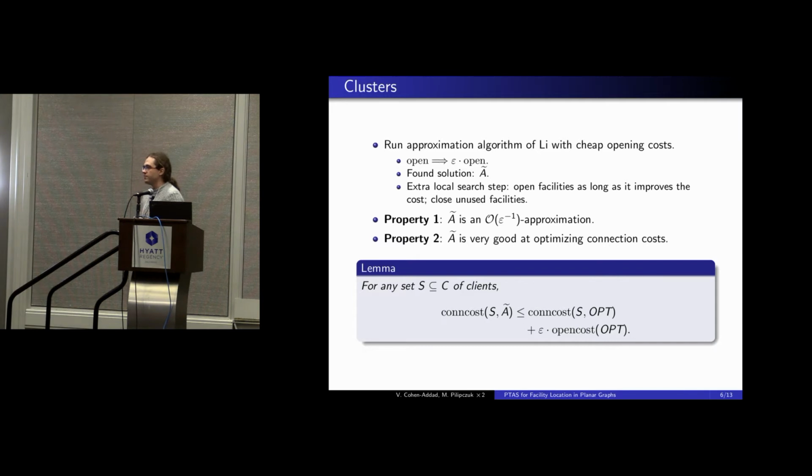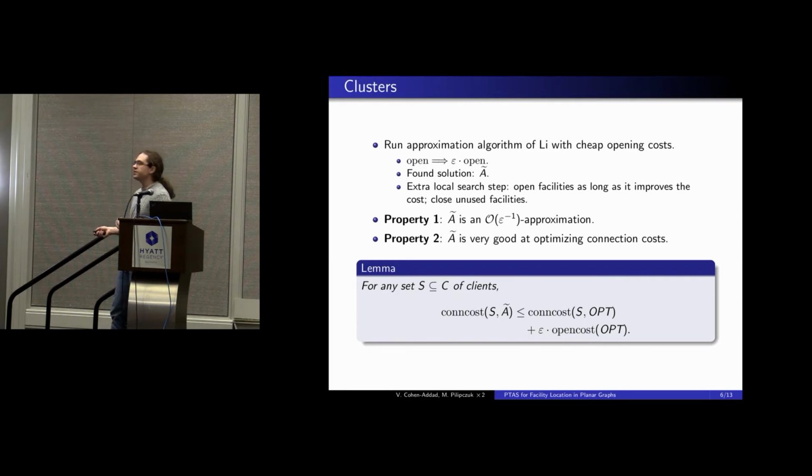So we have got a solution that overpays by 1 over epsilon, mostly because it overpays the opening. It thinks the opening costs are much smaller than they actually are, but the solution is very good at connection costs. For any set of clients, it never overpays the connection cost compared to the optimum solution.